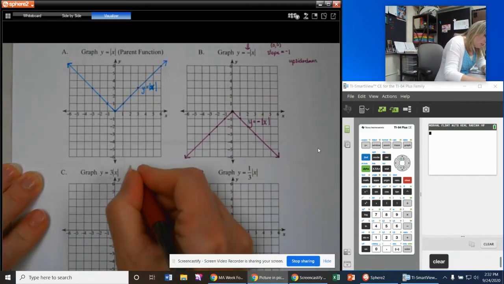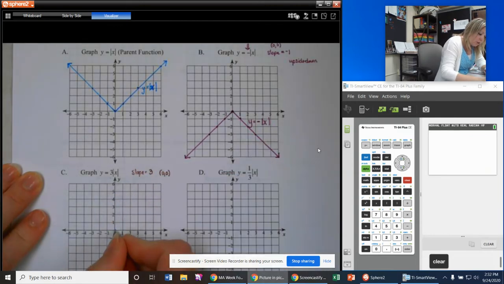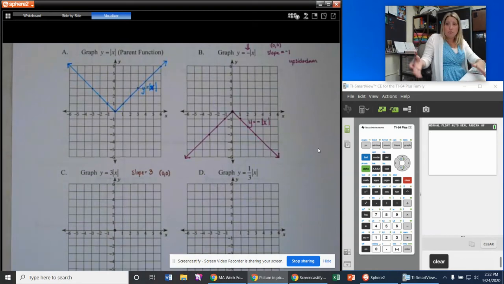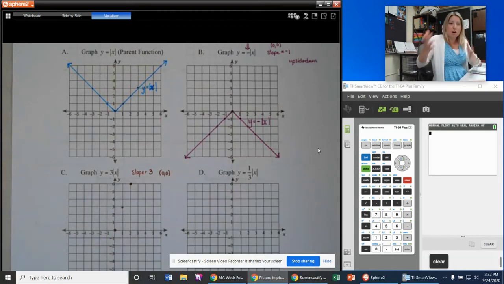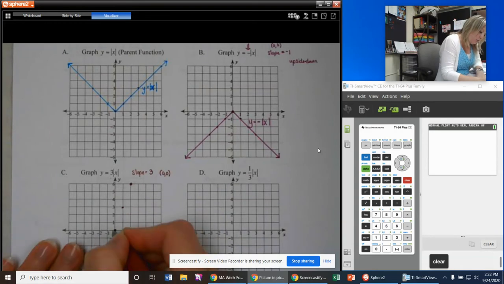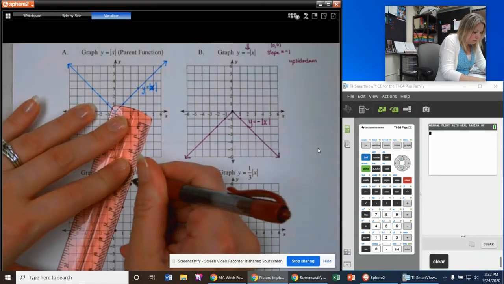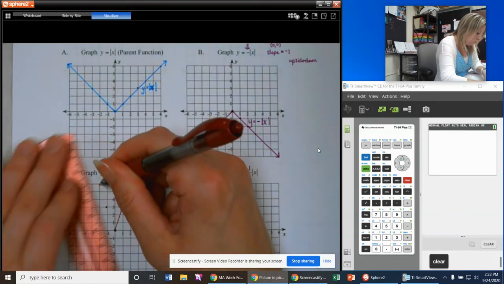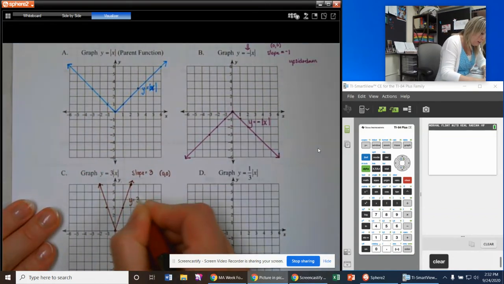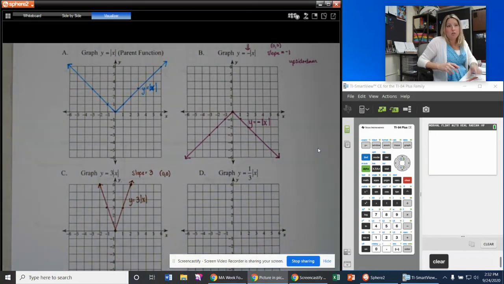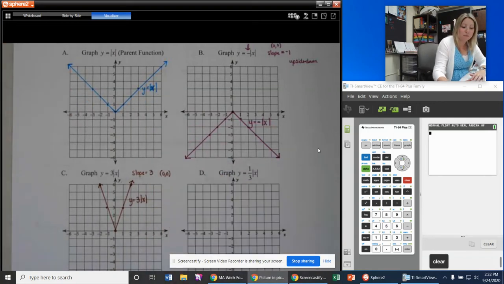Slope of 3, right? And still starting at 0, 0. So 0, 0. Now my slope is positive 3. Up 3, right 1. Up 3, right 1. Look how much narrower I got. The other side of the vertex goes opposite, just like this. And now connect. Okay. So now y equals 3 absolute value of x is the label here. Look at how much narrower it got from that original parent function that had a slope of 1.